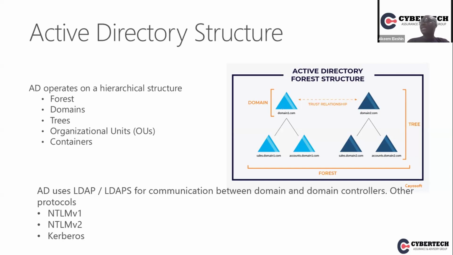Inside these two domains, there are some child domains. Because domain one is located in London, they have subdomains, which are called child domains: sales.domain1.com and account.domain1.com. In the other domain located in Canada, they have sales.domain2.com and account.domain2.com. Now, depending on the type of trust, the organization's strategy and structure, you could have a two-way trust or a one-way trust, depending on what you want to do.